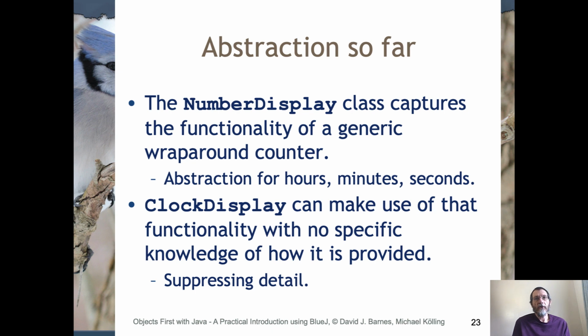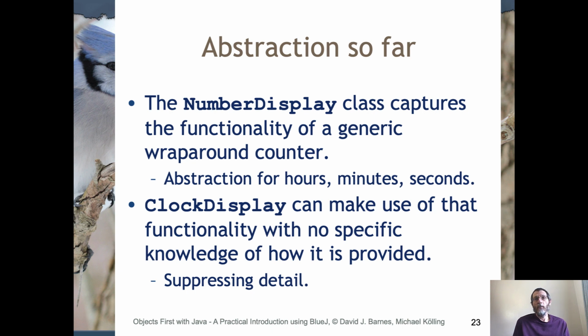So we applied abstraction between those three parts of the time, hours, minutes, and seconds, by creating a generic number display class that is able to count up to some limit and then wrap around to 0. We can create instances of that class with whatever limit we like, and it will then provide the functionality required by items like hours, minutes, and seconds. So that's one way in which we've explored abstraction, finding common details amongst elements of a problem.